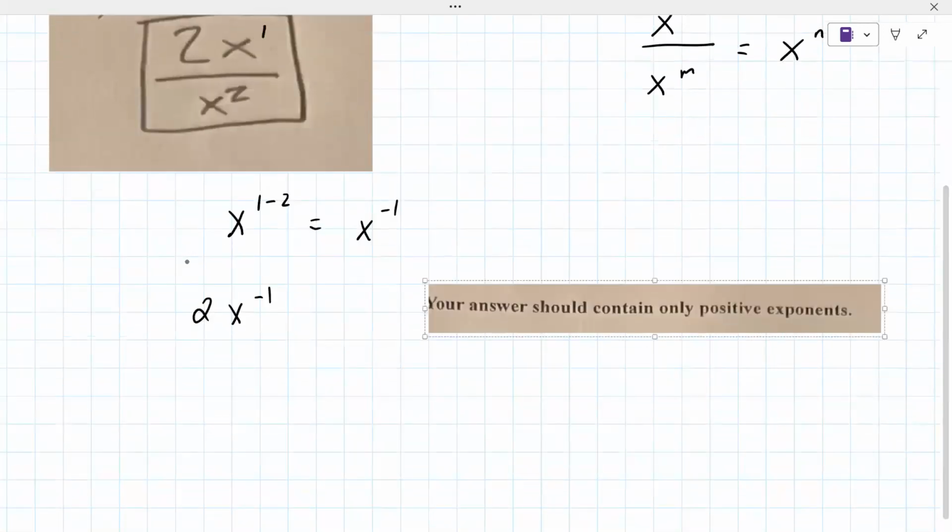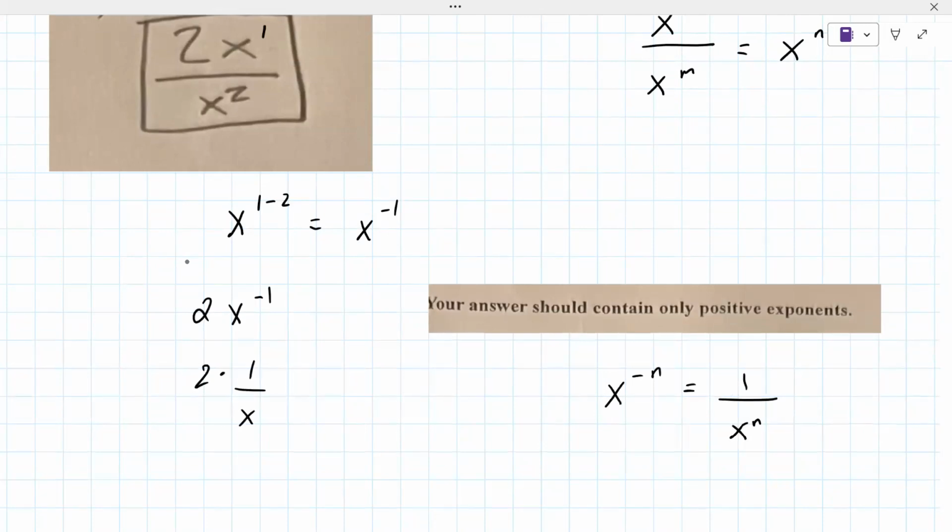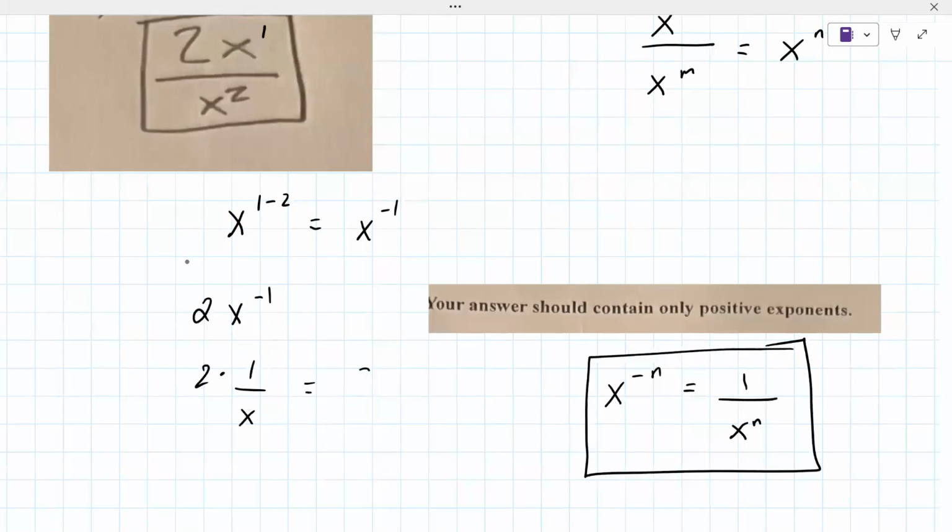So this becomes 2 times 1 over x. So the property here is if you have x to the -n, it becomes 1 over x to the n, like that, and that becomes 2 over x. Okay. As your final answer. Okay.